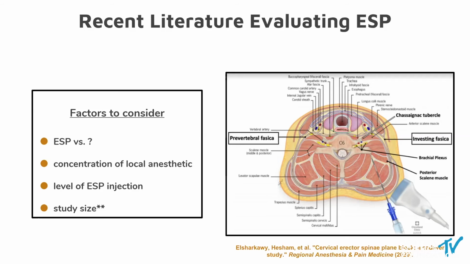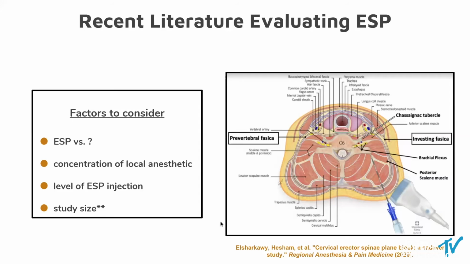And then the final thing that I really take into account is that these randomized controlled trials, most of them published in the last year, have pretty small study sizes. The control groups are 20 to 30 patients, as are the intervention groups. So I just keep that in mind when I'm analyzing these things.